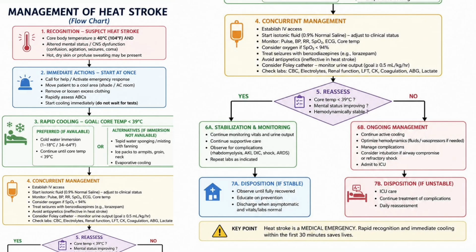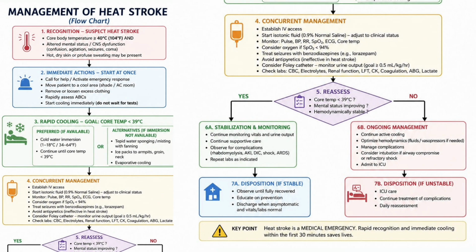Then concurrently we have to establish IV access, start isotonic fluid, 0.9% normal saline, then monitor pulse, BP, respiratory rate, SpO2, ECG and the core temperature. Consider giving oxygen if SpO2 falls below 94%. If there are seizures, then benzodiazepines can be used. Antipyretics are totally ineffective in heat stroke. Foley's catheter insertion can be considered to monitor urine output, and it should be accompanied by certain lab tests like CBC, electrolytes, renal function test, liver function test, coagulation tests, arterial blood gas analysis and lactate analysis.